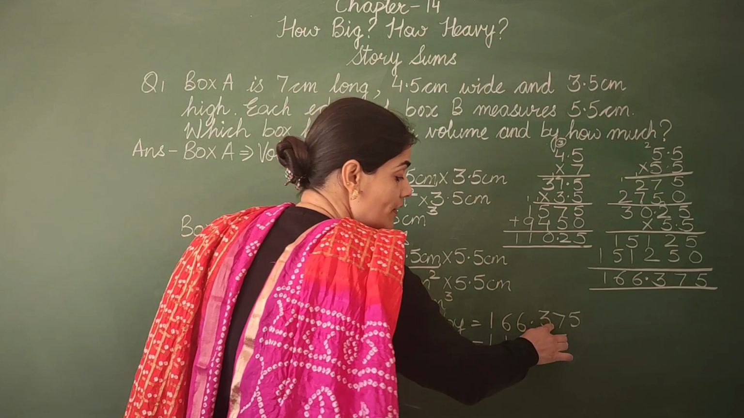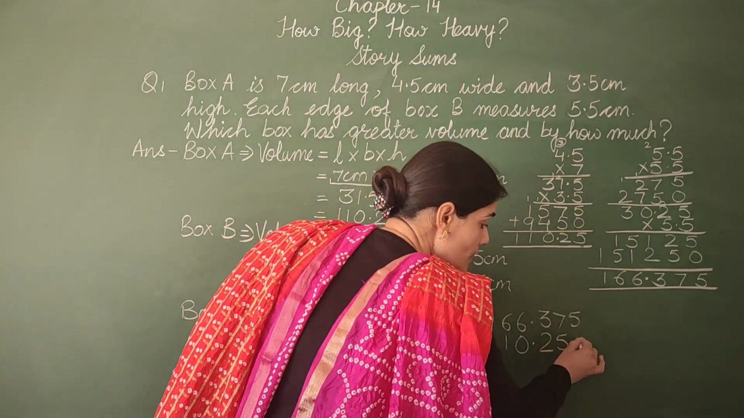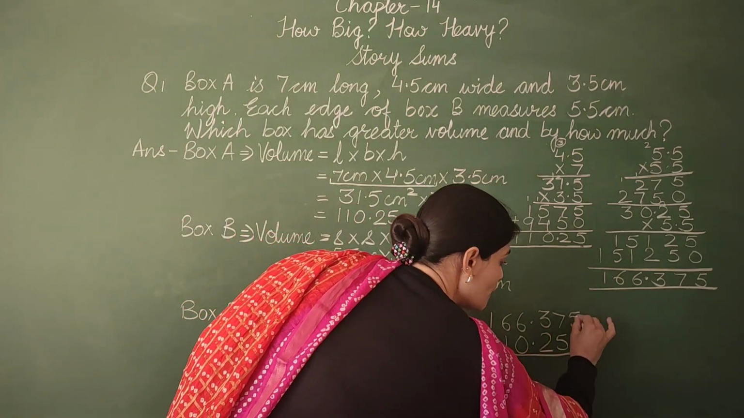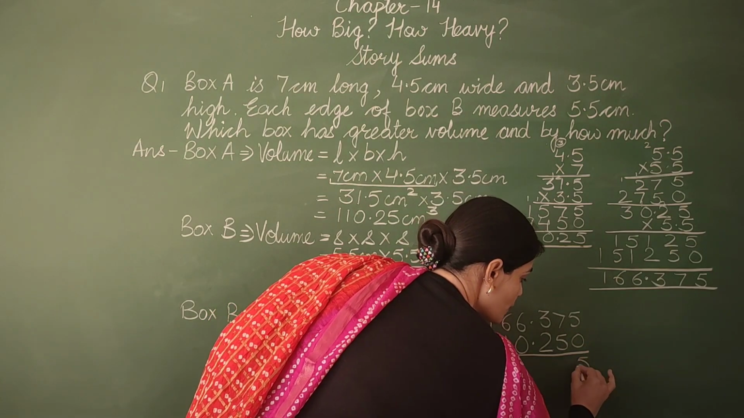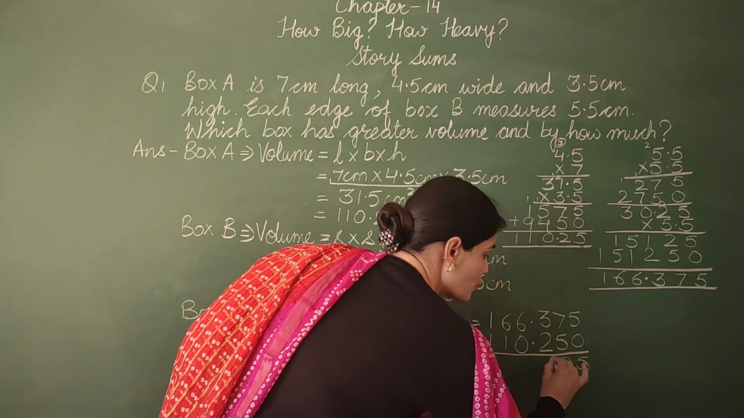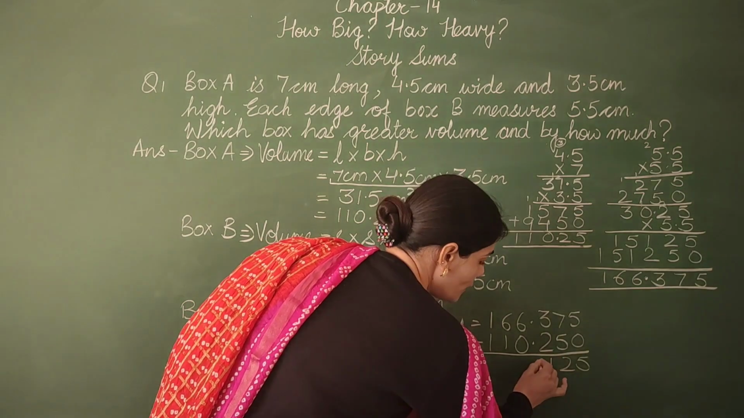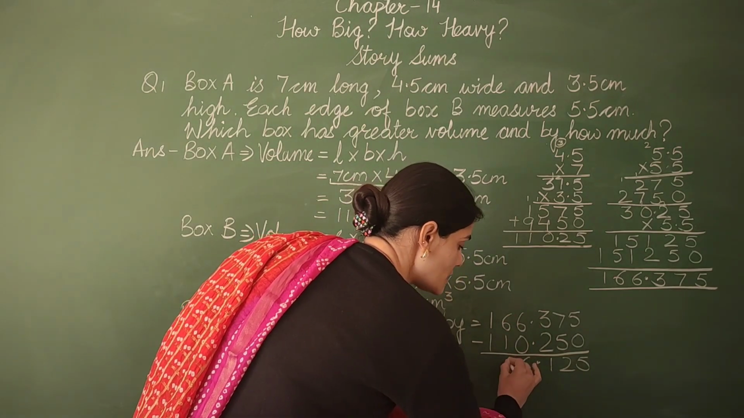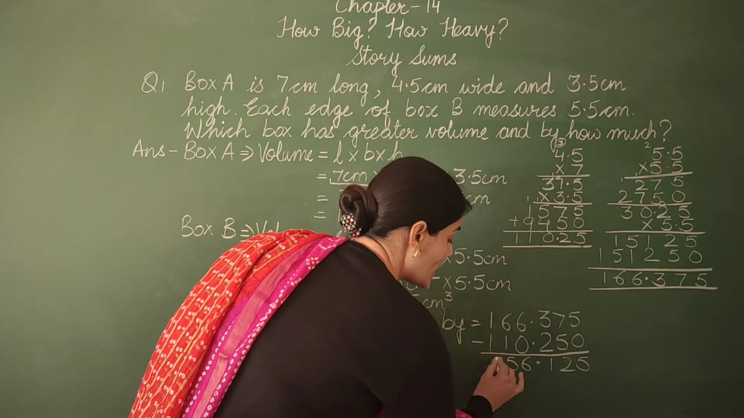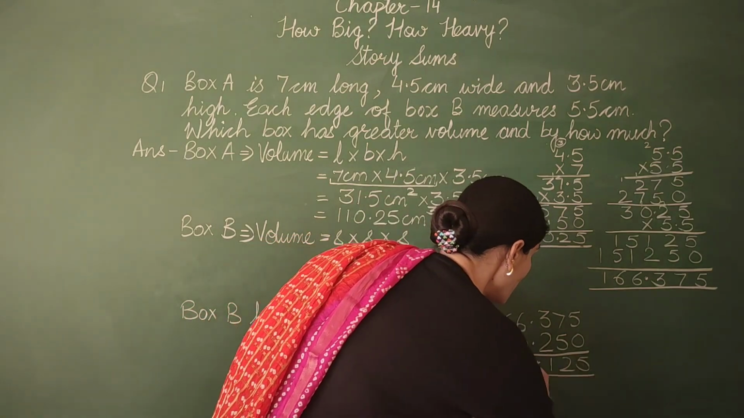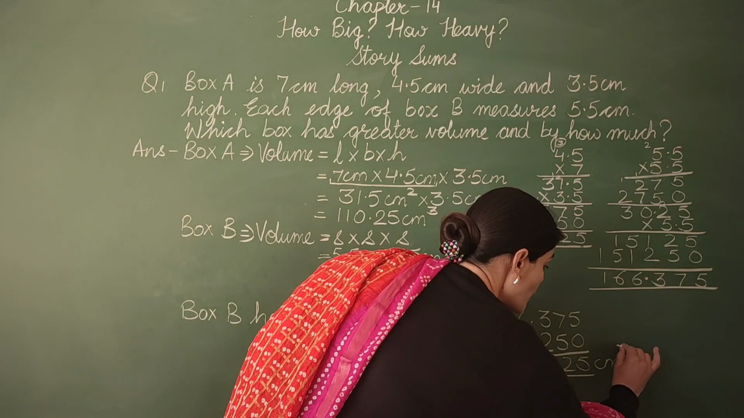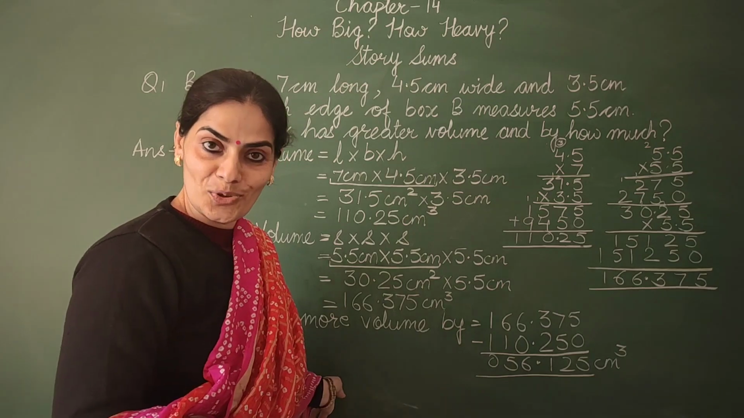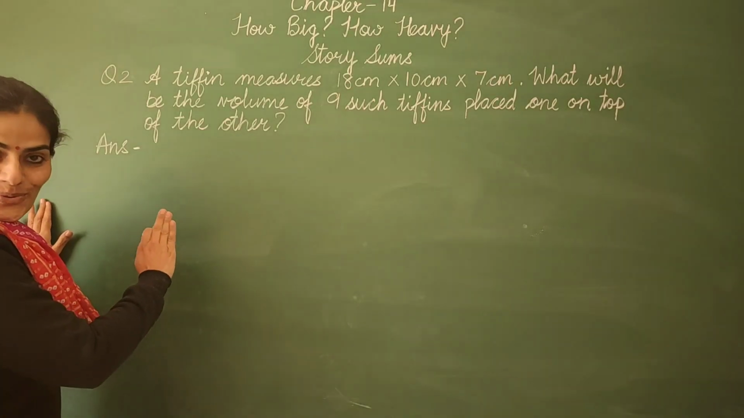Now it is having 3 decimal places and it is having only 2. So shall I put a 0 at the end? It's not going to affect. So 5 minus 0 is 5. 7 minus 5 is 2. 3 minus 2 is 1. For the decimal I put the decimal. 6 minus 0 is 6. 6 minus 1 is 5. 1 minus 1 is 0. So volume of box B is more by 56.125 centimeter cubed.